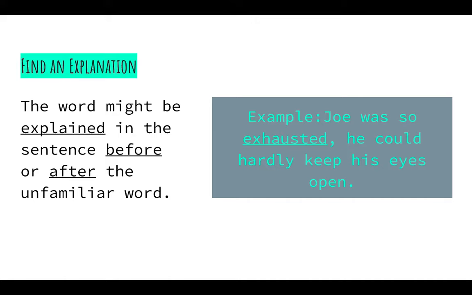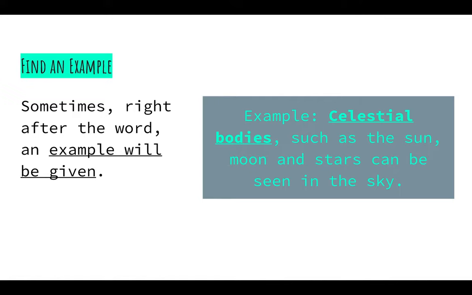You can also find an explanation. The word might be explained in the sentence before or after the unfamiliar word. For example, Joe was so exhausted he could hardly keep his eyes open. If we're looking for the meaning of the word exhausted, the fact that he could hardly keep his eyes open might help explain that that word means very, very tired.